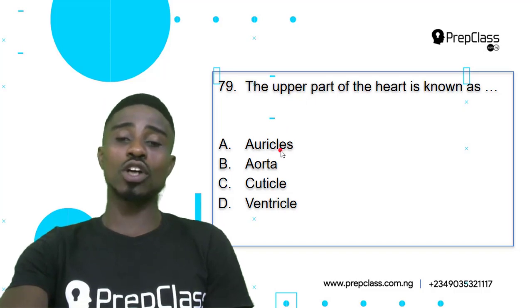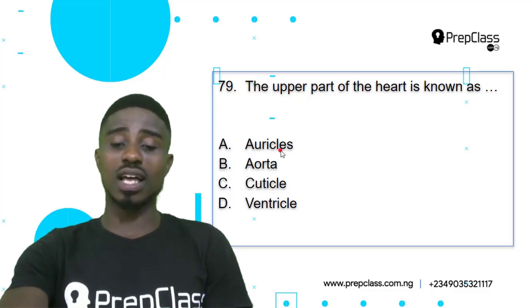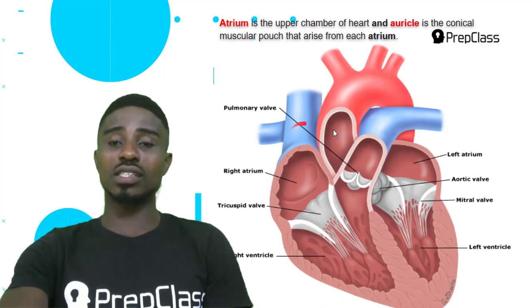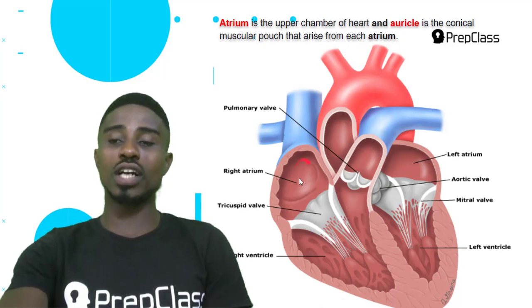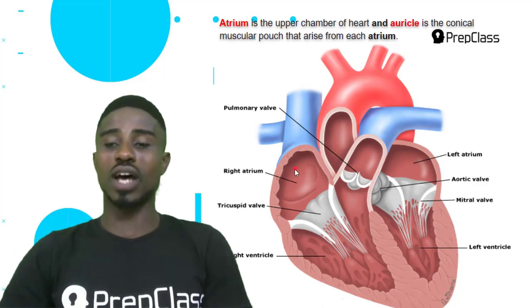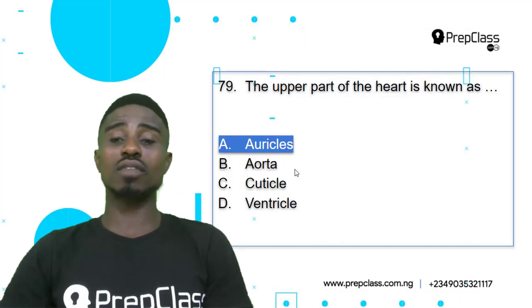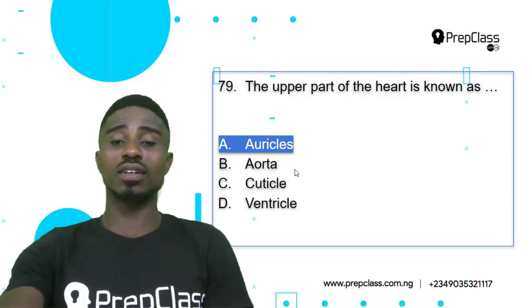I'm going to be showing us a picture of the heart so we can get a better understanding and conviction. Now look at it. The atrium is the upper chamber of the heart, and the auricle is the conical muscular pouch that arises from each atrium. So the auricle is the conical part that arises from each atrium. So this is the upper chamber, auricle, and this is the lower chamber, ventricle. Alright, question 79, auricles is our correct answer.